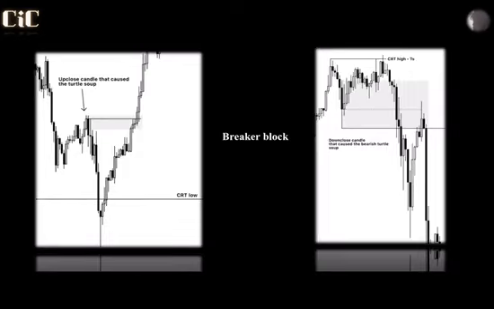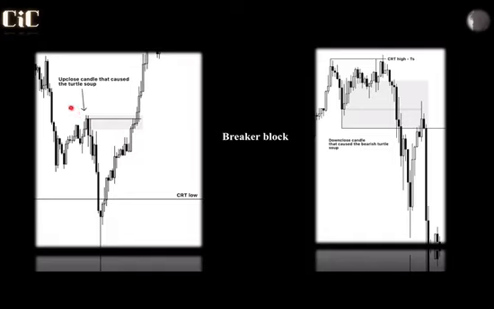Next up, we have the breaker block. Now we have the bullish breaker, and we have the bearish breaker. And the bullish breaker is the up-close candle that caused the bearish turtle soup. Right, so it's one specific candle.